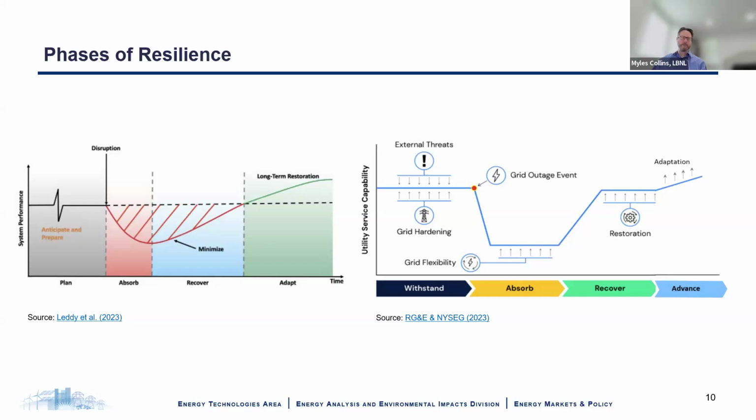This is commonly referred to as the resilience trapezoid. As utilities and states are looking to improve resilience, they can look to improve resilience along each of these different phases. Like I mentioned earlier, the definition of resilience could differ depending on state or utility, and the phases you see at the bottom also differ based on state or utility, but they tend to align with those definitions. On the left we have plan, absorb, recover, and adapt. Next slide, please.